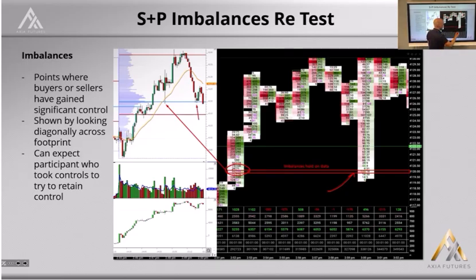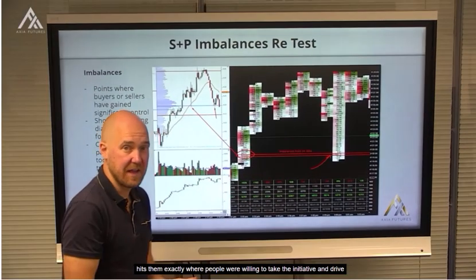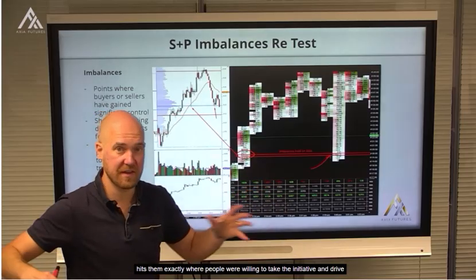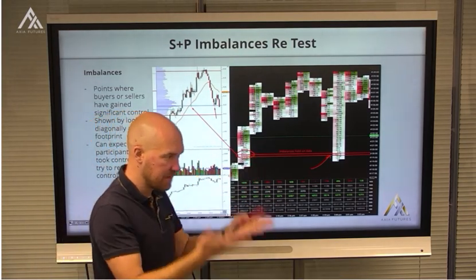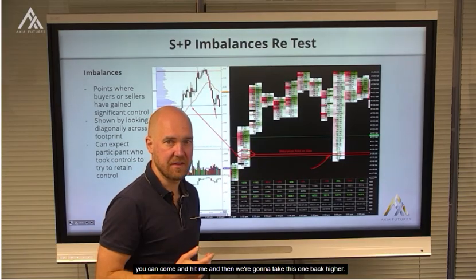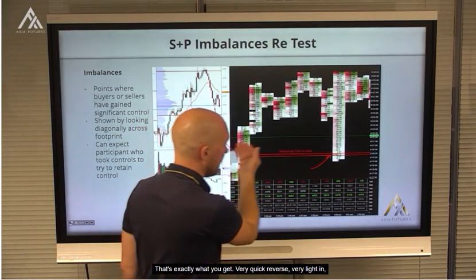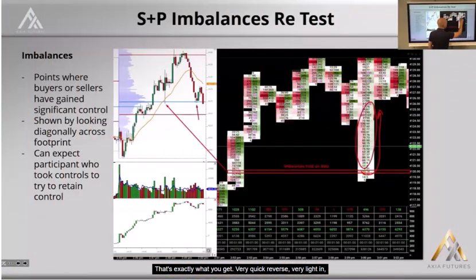And what happens? Market drops down, you get a bid and an absorption, or it may well just be a bid itself filled. 123 contracts. Market trades down, hits them exactly where people were willing to take the initiative and drive through to sellers. This time, they're willing to sit there and say, yep, you can come and hit me, and then we're going to take this one back higher. That's exactly what you get. Very quick reverse, very light in color down here. This shows a move that has been quick, is not going to spend any time down here, and very, very quickly gets itself back trading much higher prices.